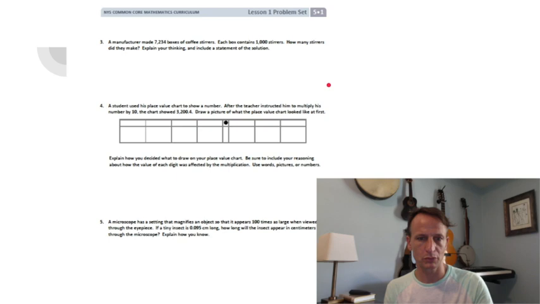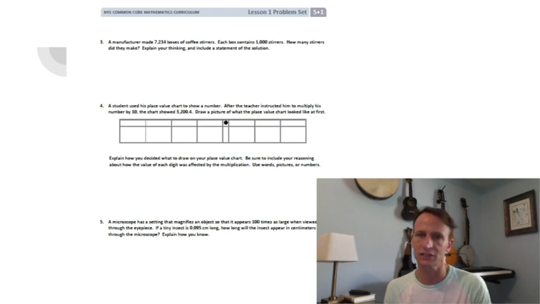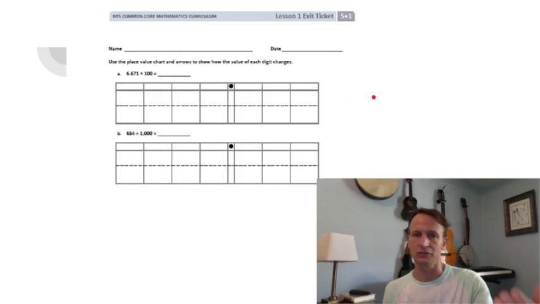And then you have 2 more there. Same thing with the microscope. How long will the insect appear? Well, in the microscope, it's going to look bigger than it is. So if you end up with an answer that's like crazy small and doesn't make sense, you'll catch that, all right? Exit ticket, very simple.